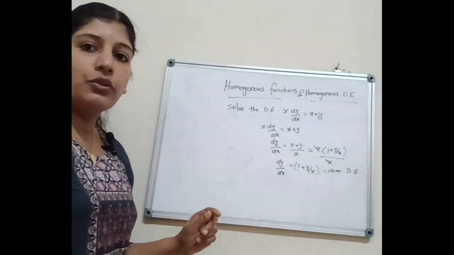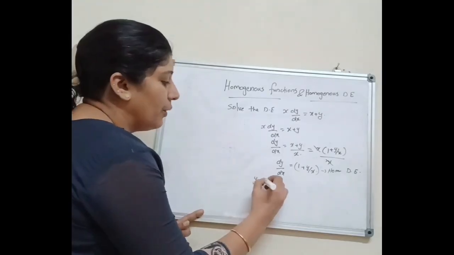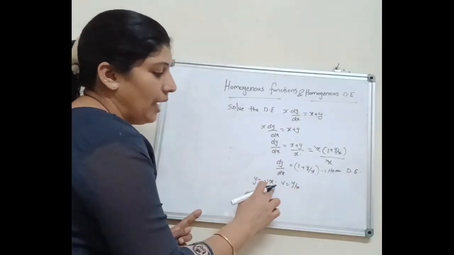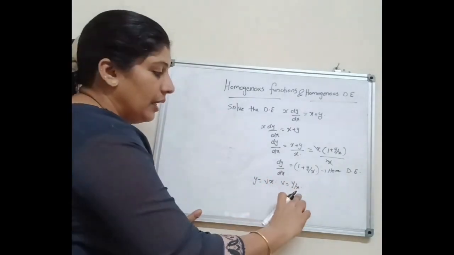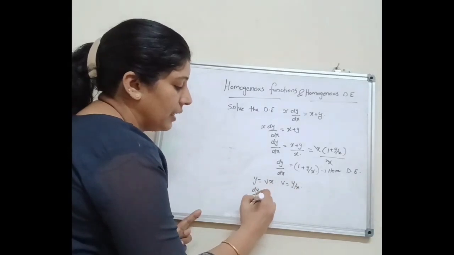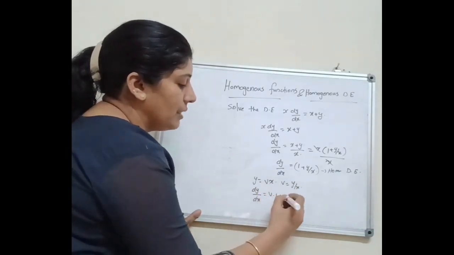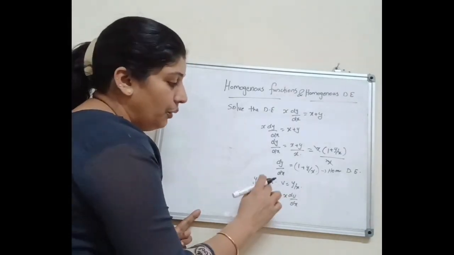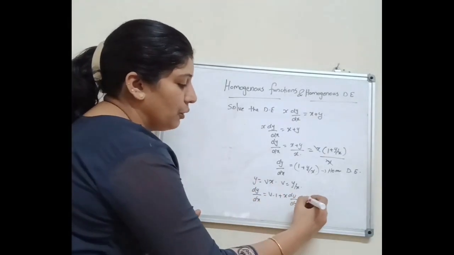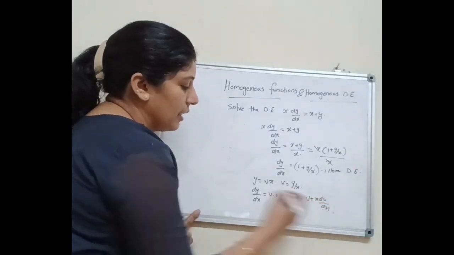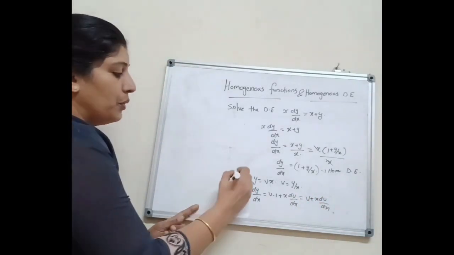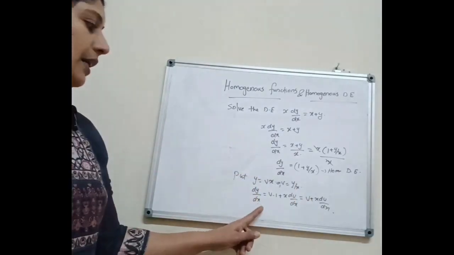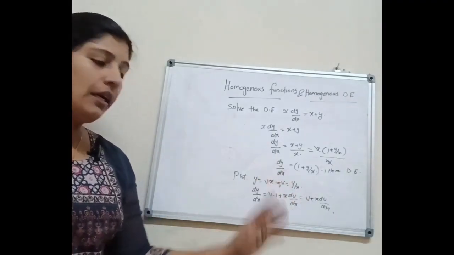Then next we have to substitute y equal to vx. Therefore, v equal to y by x. Y equal to vx implies v equal to y by x. Next, we have to consider dy by dx. dy by dx equal to v into 1 plus x into dv by dx, that is, v into d by dx of x plus x into dv by dx. Therefore, dy by dx can be changed into v plus x into dv by dx. That is the second step: put y equal to vx or v equal to y by x, so dy by dx equal to v plus x into dv by dx.